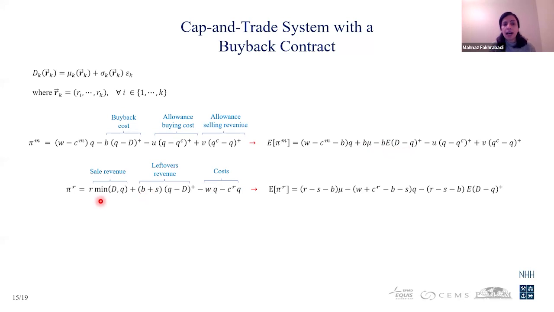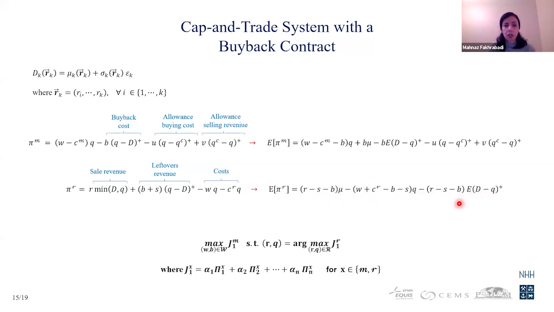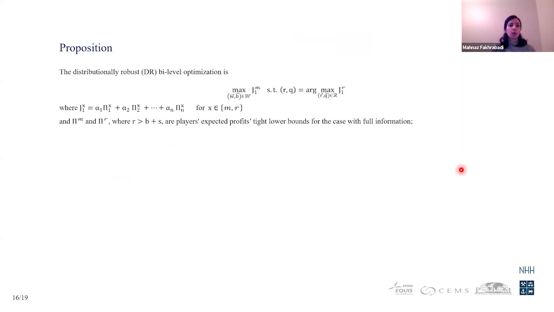For the retailer also, we have the sale revenue plus the leftovers revenue, where B is buyback and S is the salvage value, minus the cost of ordering, minus any other cost, operational cost for instance. Taking the expectation, we get this simple equation, where we also have the expectation of (D minus Q)+. So we also maximize the manufacturer's problem at first period, subject to the retailer problem at first period. Looking at these two, we can see that both can make different equations, which I will show you in the next proposition.